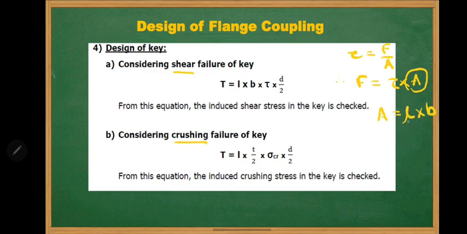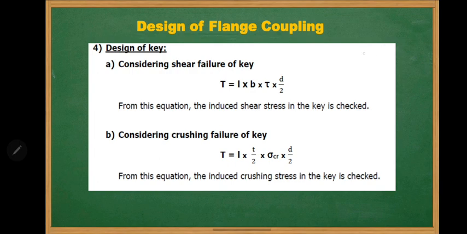Put the value of area in this equation, and the torque transmitted by the key is given by T is equal to force multiplied by radius. The radius is nothing but diameter by 2. The value of force is L multiplied by B multiplied by tau. So the equation of torque becomes T is equal to L multiplied by B multiplied by tau multiplied by D by 2. From this equation the induced shear stress in the key is checked.